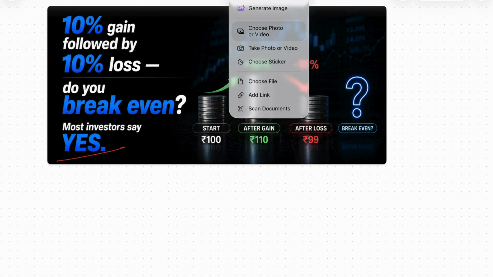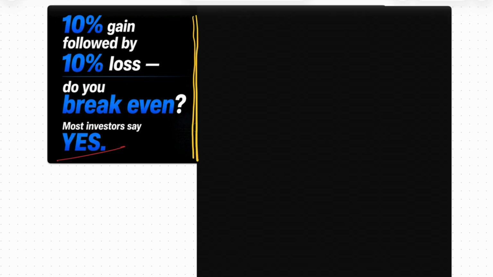So let's try and understand that. And again, this kind of situation keeps coming all the time for real investors, right? So let me walk you through it step by step. So if you see step 1, let's say you start with 100. So 100 with 10% gain becomes 110.